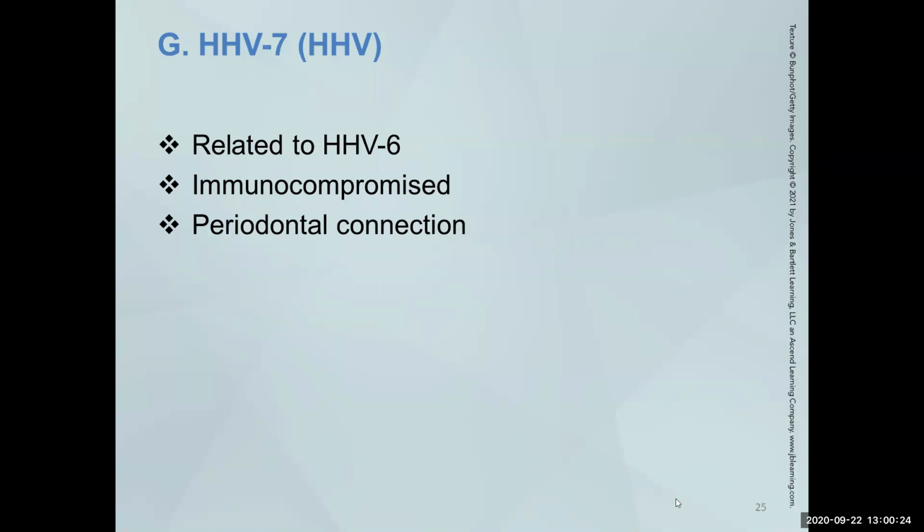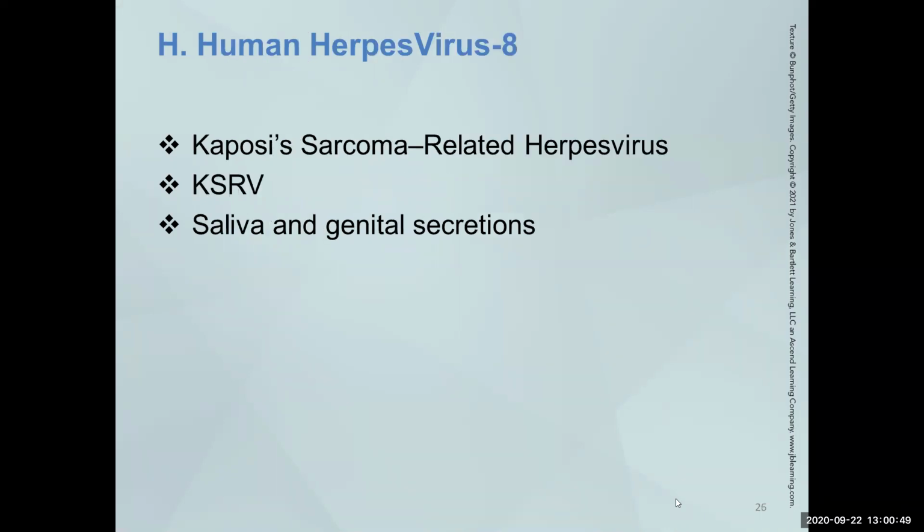Number 7 is related to number 6. There is a periodontal connection with this. The gingival tissue may serve as a reservoir for this. High prevalence of number 7 was detected in both periodontally diseased and in healthy gingiva. So this is something that a mouth could be carrying. And we've got number 8, which is the Kaposi sarcoma, which is related to HIV.